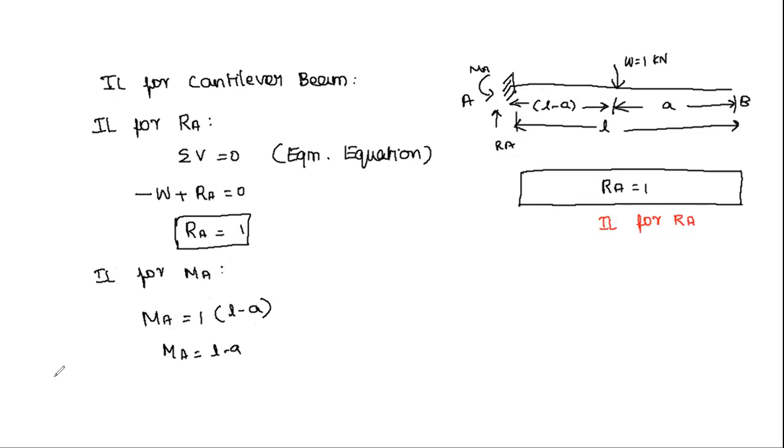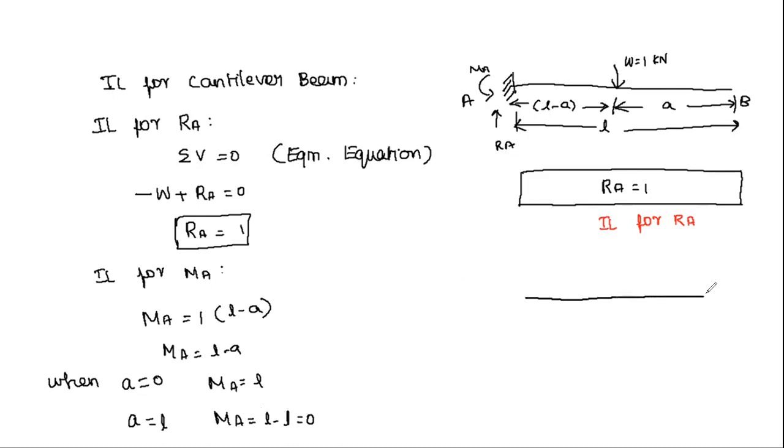So applying the boundary conditions here, what is the minimum value of A? It can be 0. 0 is possible. So A equal to 0, MA equal to L. Similarly, what is the maximum boundary condition possible? The maximum it can be L. So A equal to L, MA equal to L minus L is equal to 0.